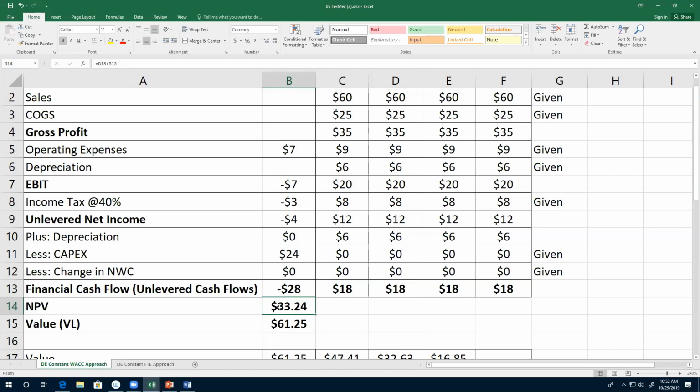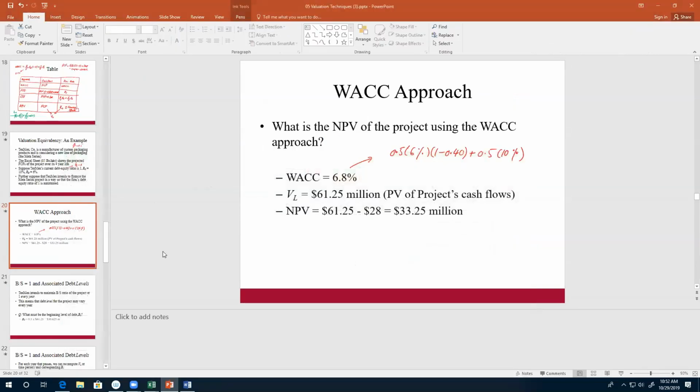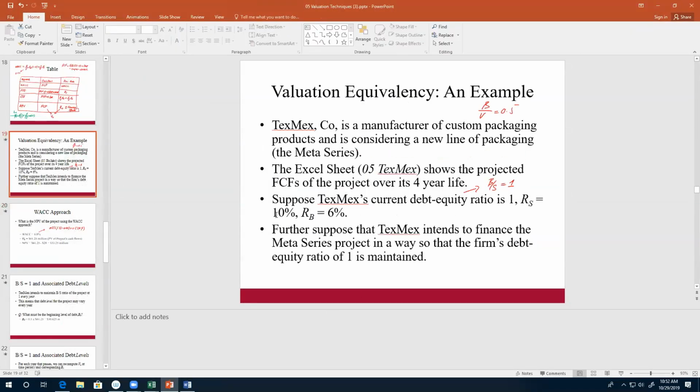Would you calculate it like you discount cash flows as if it was all equity? As if it was all equity, which means that even though your financial cash flows will remain the same, because these are unlevered cash flows, you would not discount those cash flows at the WACC. Rather, you would need to know the cost of unlevered equity.